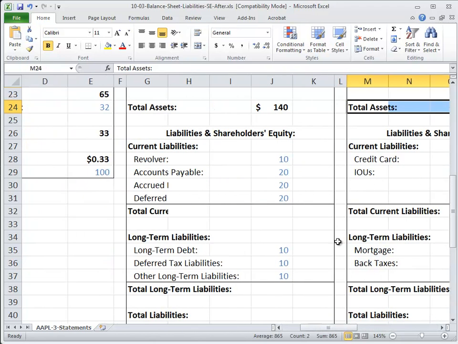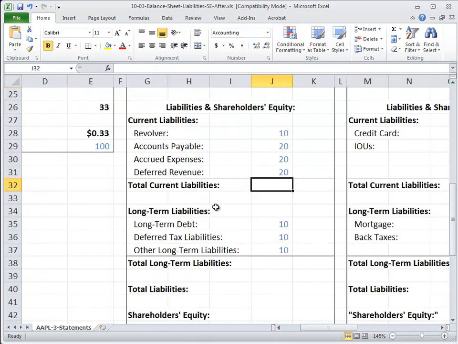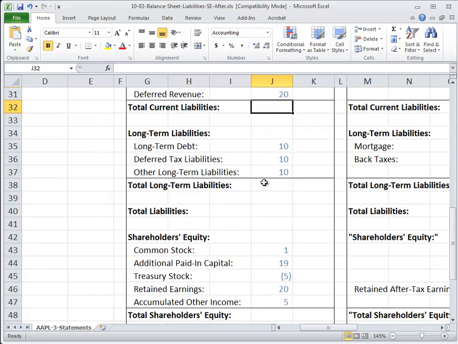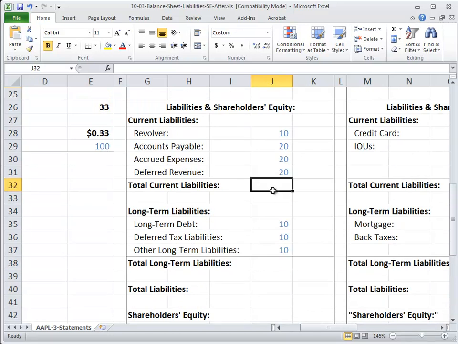For your exercise, what I want you to do is very simple. I just want you to sum up everything on Apple's balance sheet, or our version of Apple's balance sheet right here. Current liabilities, long-term liabilities, total, and then total liabilities and shareholders' equity, and then complete this balance check. Once you've done that, we are going to go through the exercise together, and then I'm going to review everything we went through and go over a few of the finer points here in more detail, just as one final review for this lesson. So pause the video right now and try to sum up everything on Apple's balance sheet right here on the liabilities and shareholders' equity side.